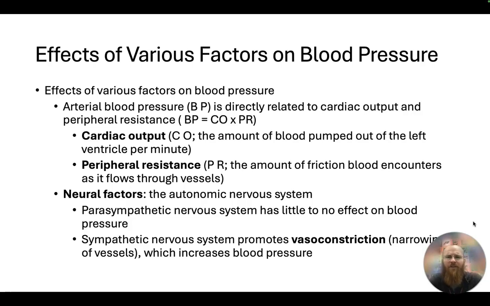We have some neural factors, such as the autonomic nervous system. We're not really talking about the parasympathetic nervous system here, little to no effect on blood pressure, but the sympathetic nervous system does affect your overall blood pressure because it happens to promote vasoconstriction. This is where the blood vessels will actually become narrow, and because the same amount of volume is existing in a narrower blood vessel, this is going to increase blood pressure overall. So we do have some neural factors involved.